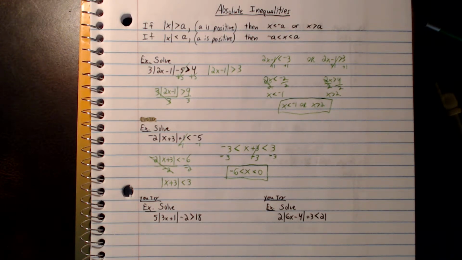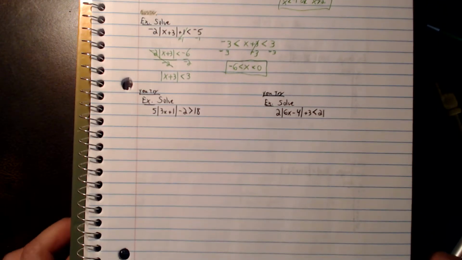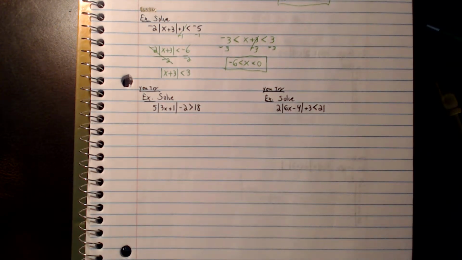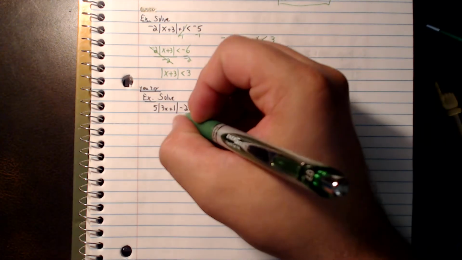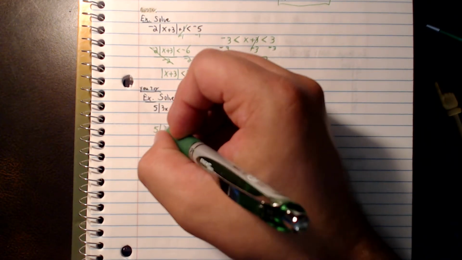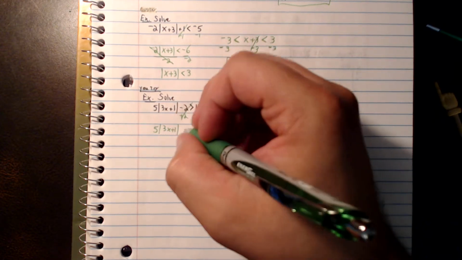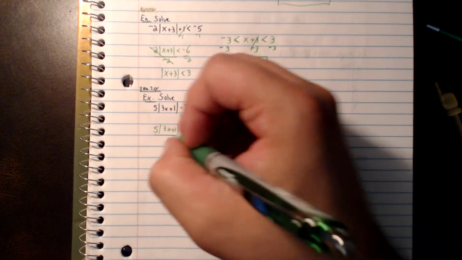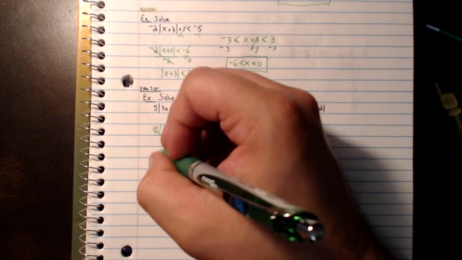Alright, let's check them out. I'm going to move those away. Hopefully you have those written down somewhere. I can still see them from my point of view. We'll start by adding 2 to both sides. Then we'll divide by 5 to clear out that multiplication.